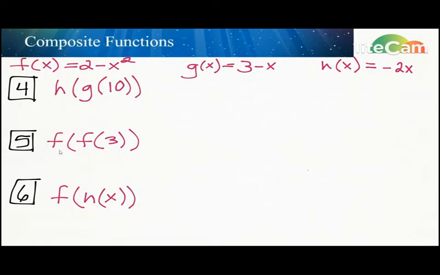Now, number 6 is kind of a challenge because there's no number. You're simply going to take the expression h of x, negative 2x, and put it into this x right here for f. So when you put that into that x, you're going to square it. Let's see if you can do it. If you have any questions, please let me know.